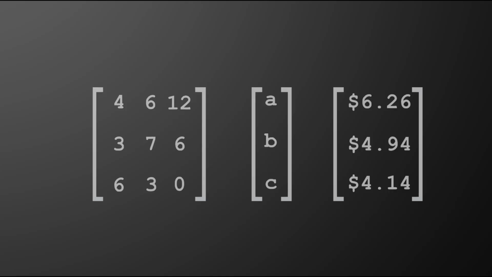We can represent the situation in the form of a matrix, which is just a list. If we take the coefficients, which is a fancy way of saying the amount of each item we bought, and put them inside brackets. We can also put the abbreviated names for each item in a 3x1 matrix or list, and the costs in a third matrix.